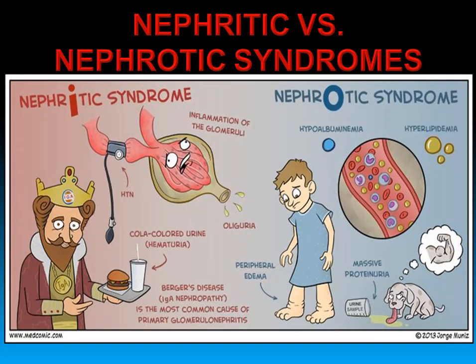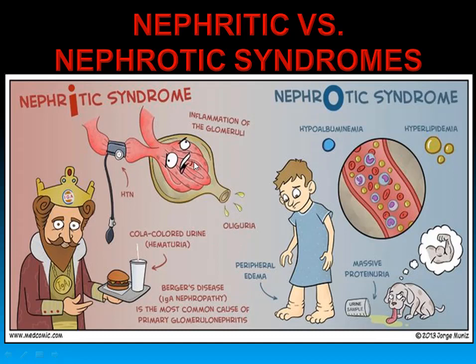Nephrotic and nephritic syndrome, let's discuss in detail. Nephritic syndrome. The first initial link of nephritic syndrome is damage to the glomerulus. Due to damage of the glomerulus, the filtration process is severely disturbed. As a result, oliguria, decreased amount of urine output.